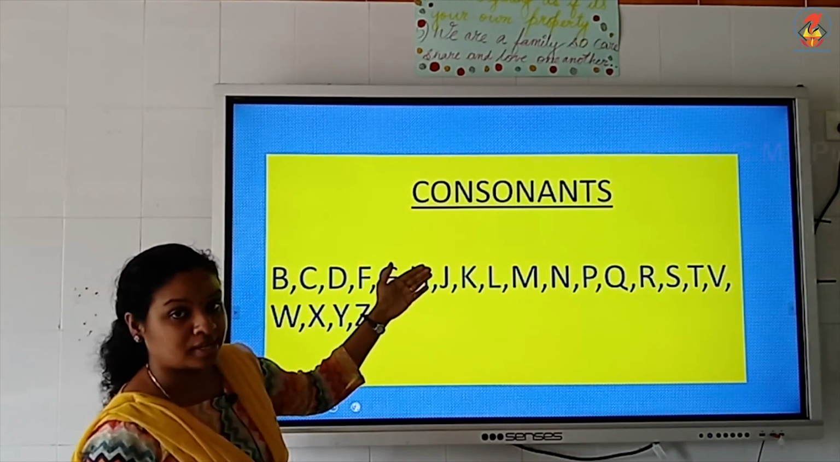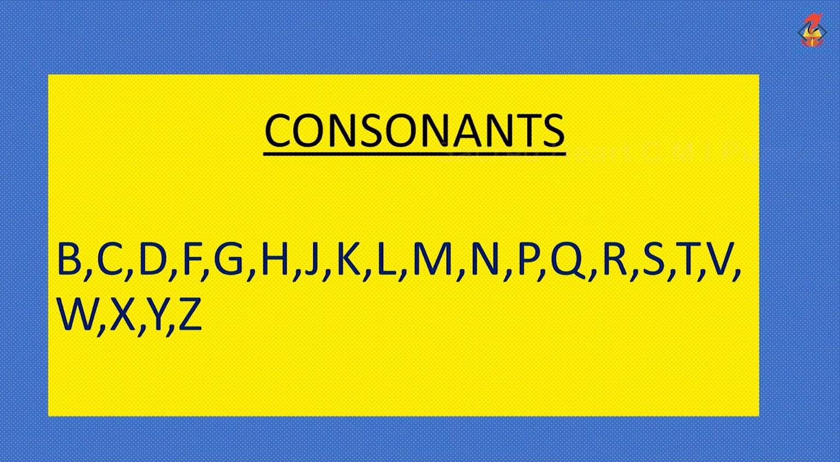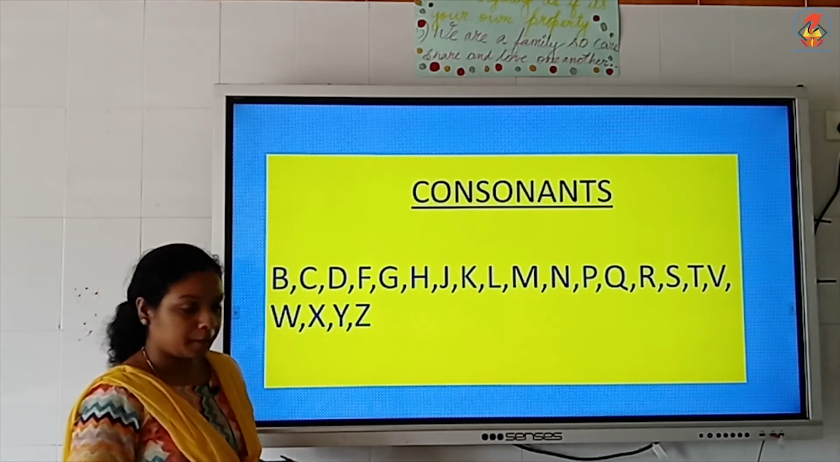So which are the consonant, children? B, C, D, F, G, H, J, K, L, M, N, P, Q, R, S, T, V, W, X, Y and Z. So these are known as what, children? Consonant.